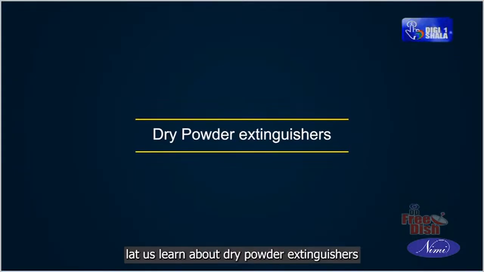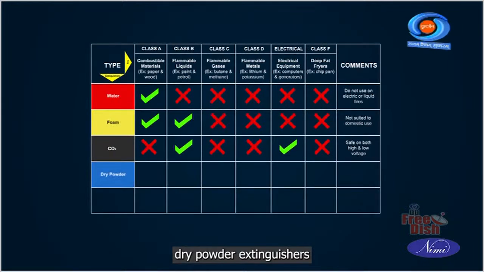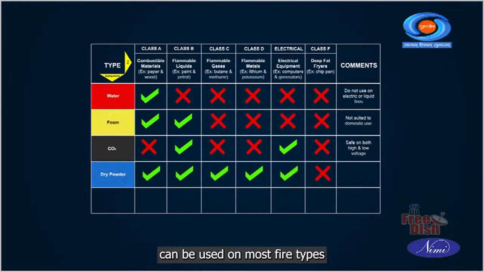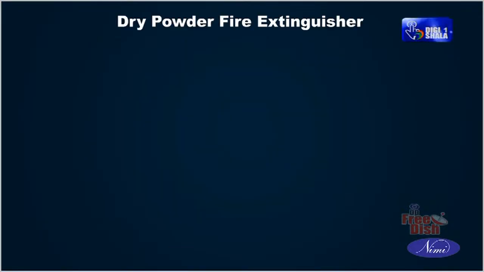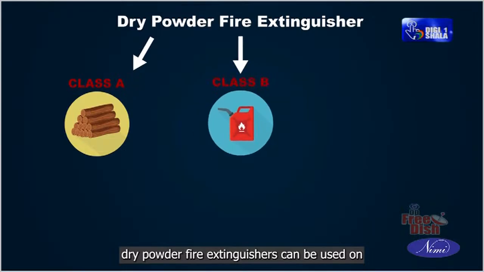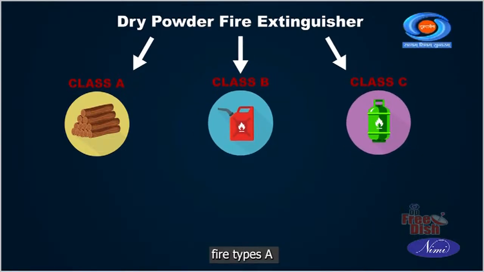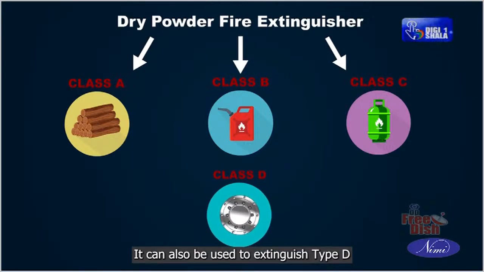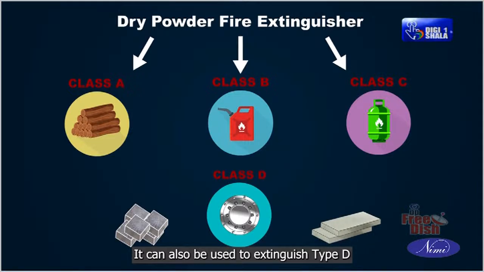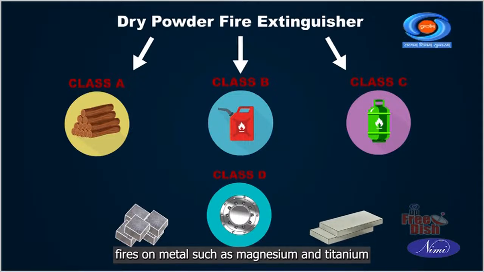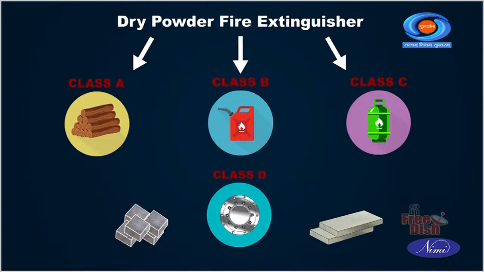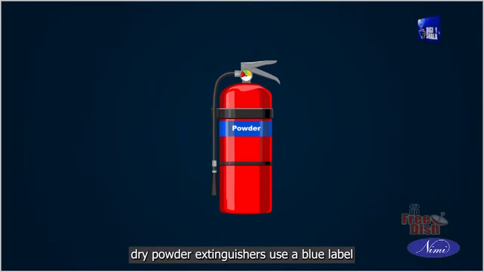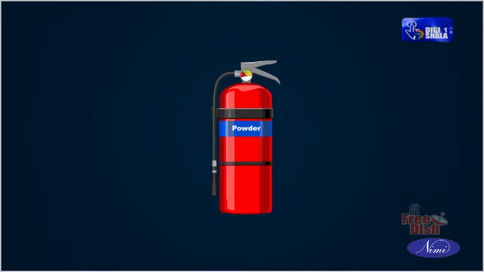Next, let us learn about dry powder extinguishers. Dry powder extinguishers can be used on most fire types including electrical devices. Dry powder fire extinguishers can be used on fire types A, B, and C. It can also be used to extinguish type D fires on metals such as magnesium and titanium. Dry powder extinguishers use a blue label.